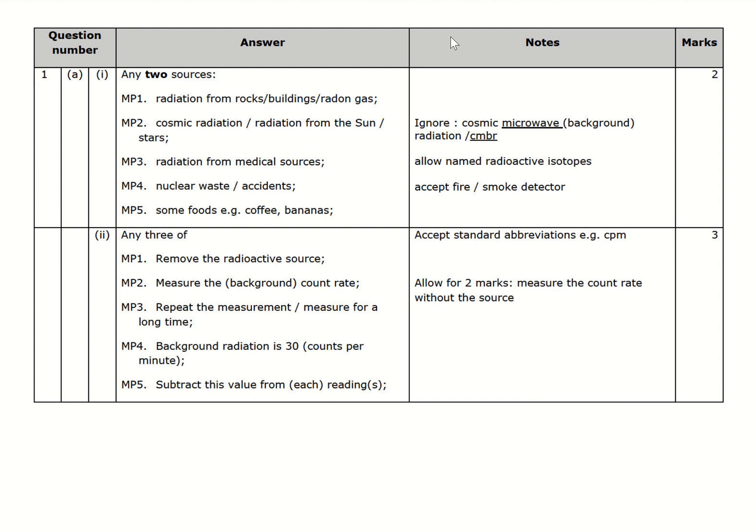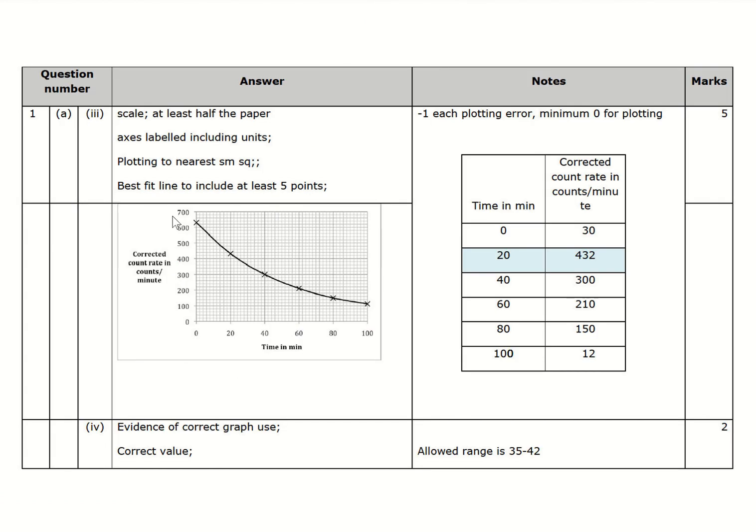So plot a graph of corrected count rate against time and draw the curve of best fit. This is the curve of best fit.